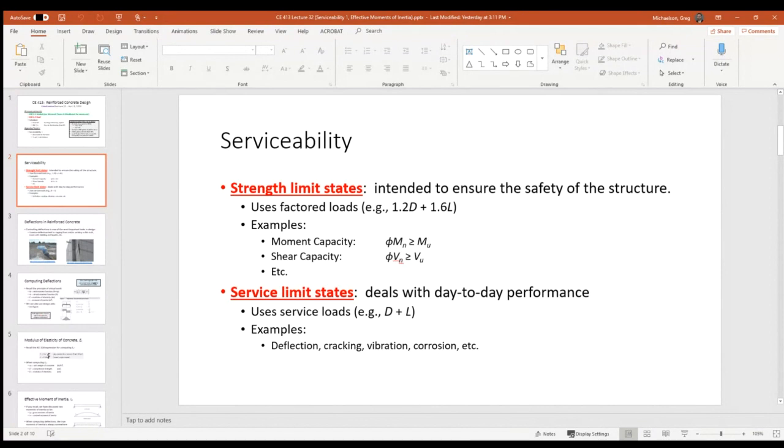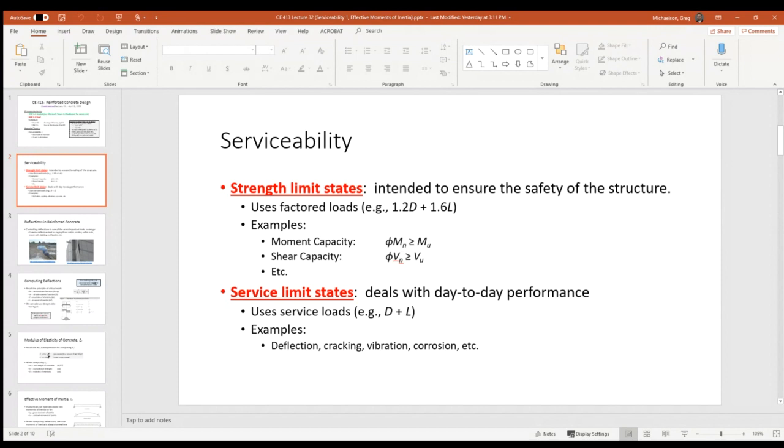So for instance, moment capacity. We use factored loads. We do 1.2 dead, 1.6 live to get a factored moment. And then our phi-Mn, our factored resistance, has to be greater than or equal to that factored load. As long as the factored resistance is greater than or equal to the factored load, then we've ensured safety. And that's what those factors are. They are safety factors. You have load factors, 1.2 for the dead, 1.6 for the live, and then you have safety factors for the resistance. You have these phi values, like 0.75 for shear, or 0.9 for bending, or it can vary depending upon your strain and whatnot. But that's what a strength limit state is.